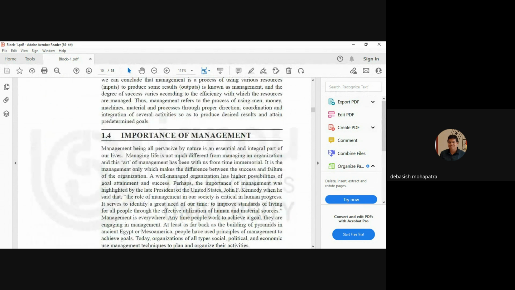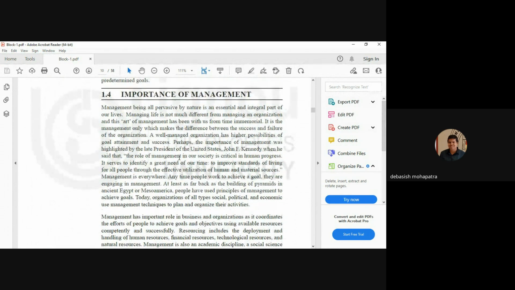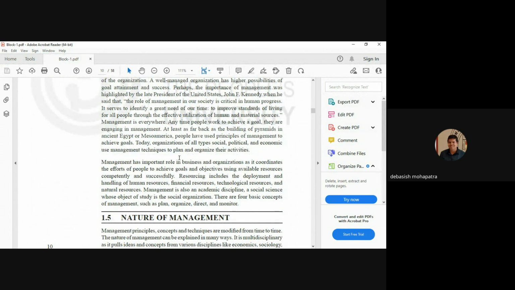So what is the importance of management? Management has an important role in business and organizations as it coordinates the efforts of people to achieve goals. The same applies when we come to the environment also. So we need to coordinate and use the available resources in a proper way so that we can achieve things.